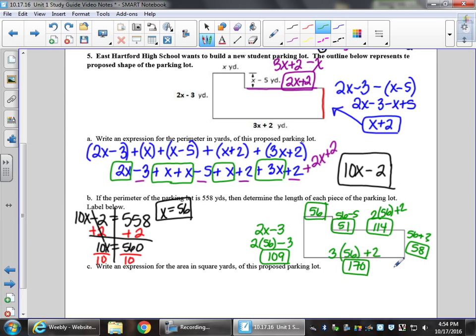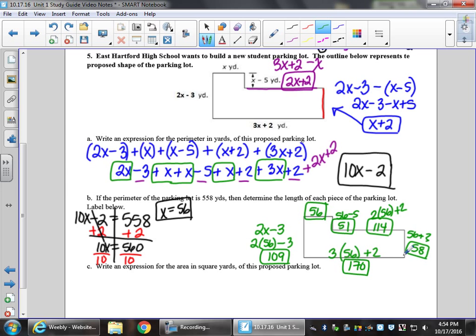And we can actually do a little bit of a check. I should be able to add up all of these numbers, and I should get 558. So 109 plus 56 plus 51 plus 114 plus 58 plus 170 equals 558. Yay!